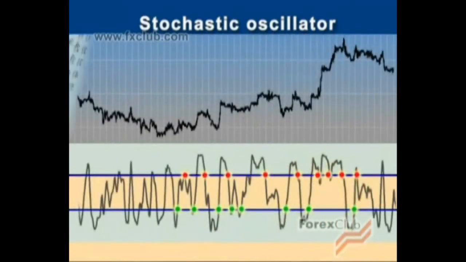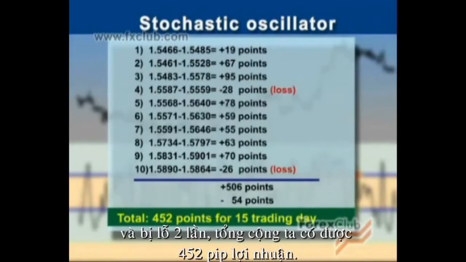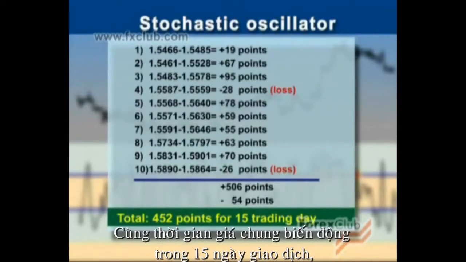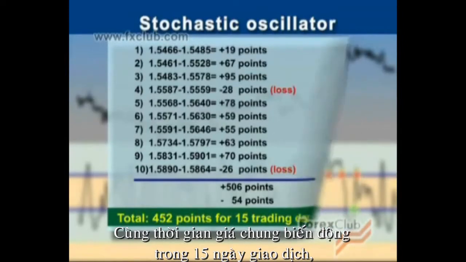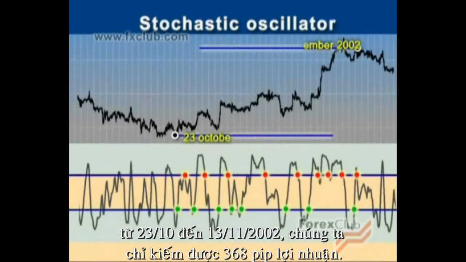At the end of the day, we've done 10 deals with the British pound and we've suffered 2 losses. The grand total is 452 points of profit. At the same time, the overall price move from the 23rd of October to the 13th of November 2002, that is for 15 trading days, was only 368 points.